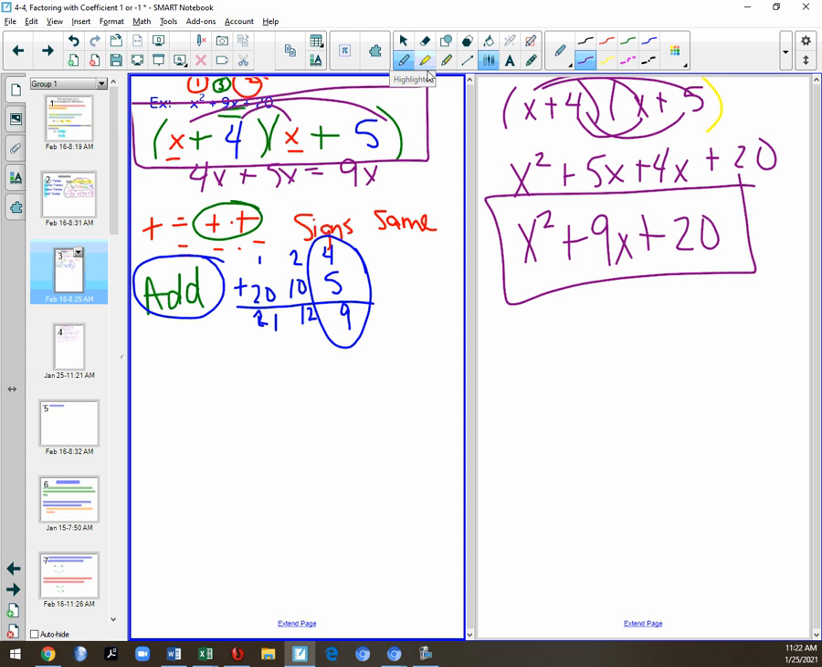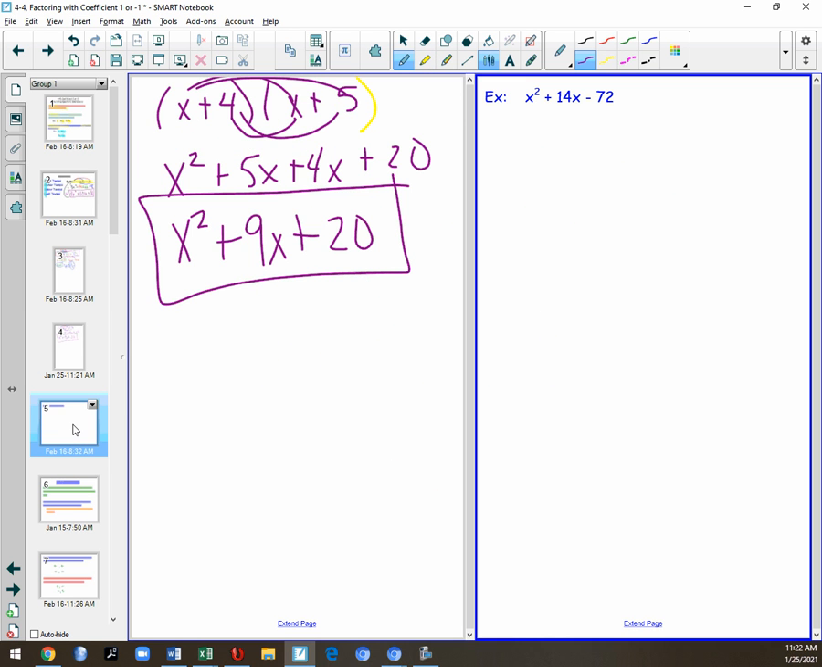Okay? Now, I never want you to waste all of your time by factoring it and then FOILing it. You only have to do the outer and the inner, because the first and the last terms are where you're filling in for your parentheses. So let's go ahead and do this all over again.